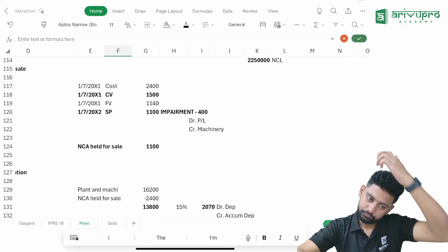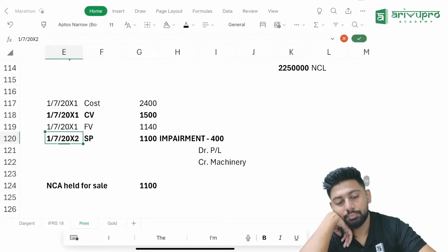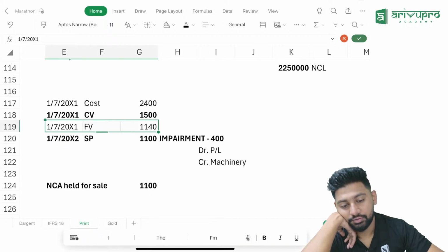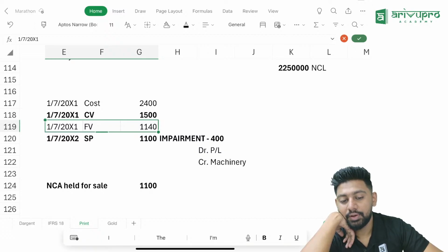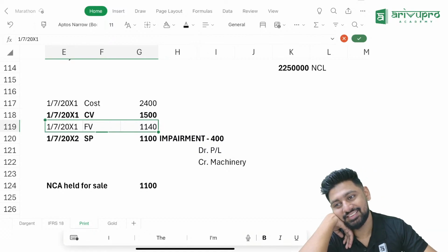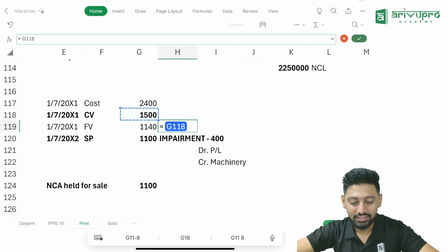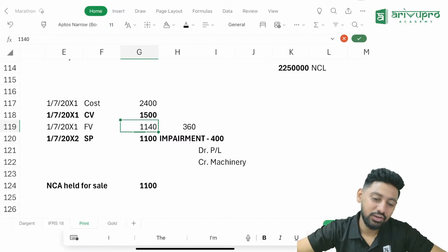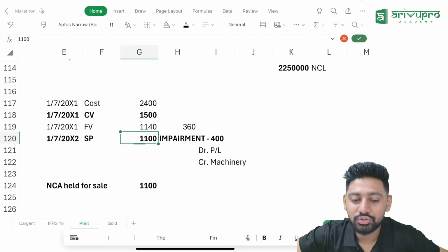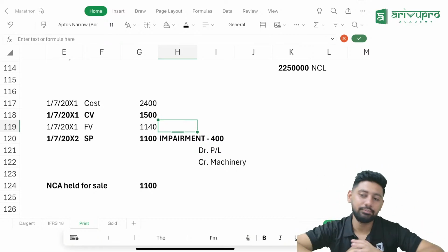In held for sale, why is the fair value given, simply to confuse us? No, basically what is happening on 1st of July 2011 is that your value is coming down at that point itself by 1,500 minus 1,140. On 1st of July itself, there is an impairment. So 1,500 minus 1,140 would have been the impairment at that point in time, which is 360. Plus from that, there is a further impairment of 40. So the total impairment I have directly taken as 400. If you want, you can take 360 separately and 40 separately.